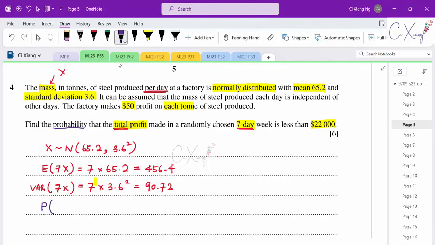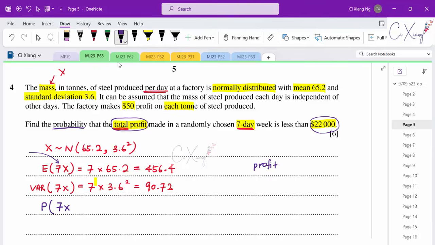They are talking about total profit, so total profit is less than 22,000. But my problem is I'm having 7x, which is the total mass produced. How can I link the mass with the profit? Let's say I'm having the mass.